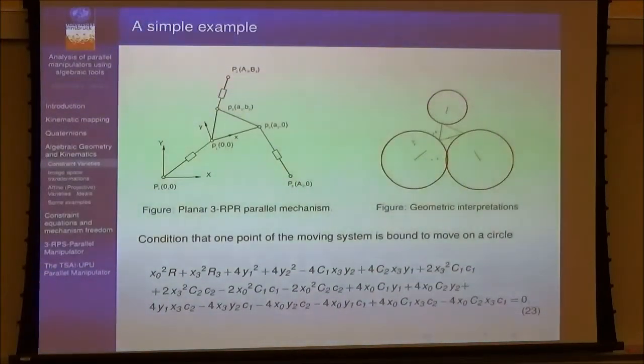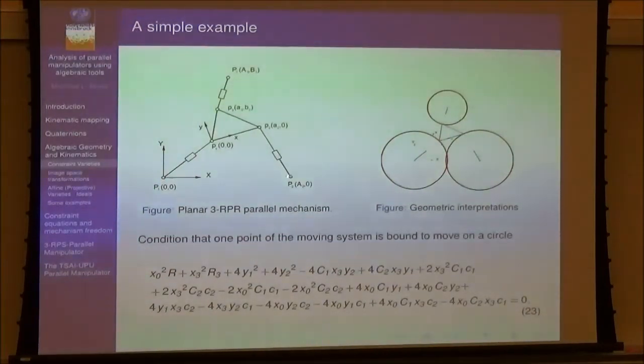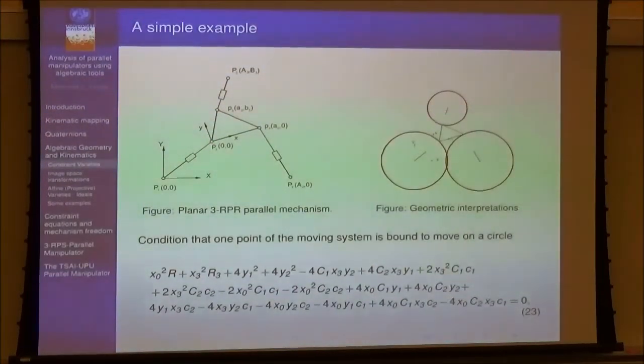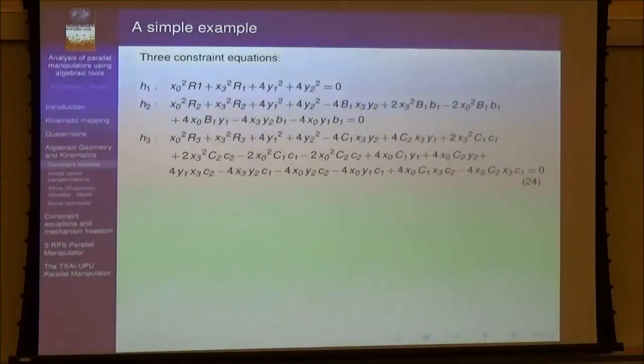Okay, so with the best adapted coordinate system, nobody can hinder us to put one of the anchor points in the origin of the fixed system. The other can be on the x-axis, the same in the moving system. What happens? Because of this special choice, this equation becomes much simpler.